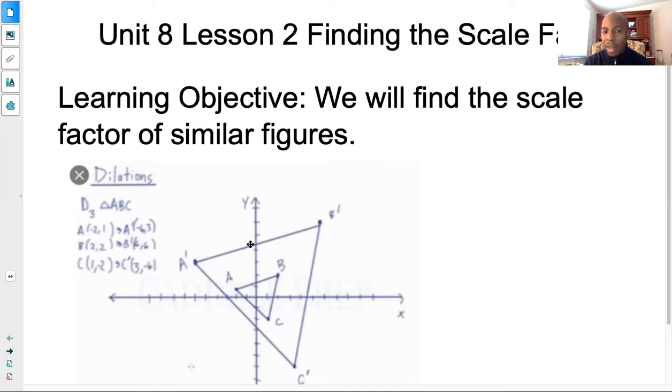Imagine this side was a measurement of 6 and this side was a measurement of 2. 2 times 3 would give you 6. So you'll be able to understand how I went from one to the other. And that's what I want to show you today as we go into this lesson. So let's dive right in.